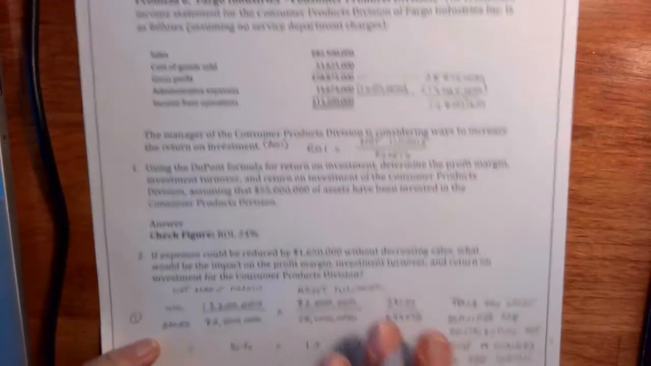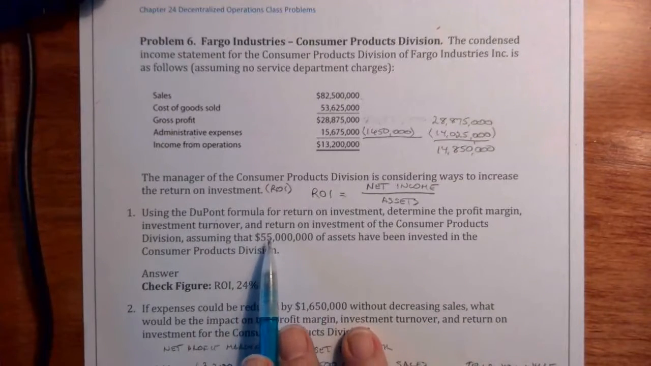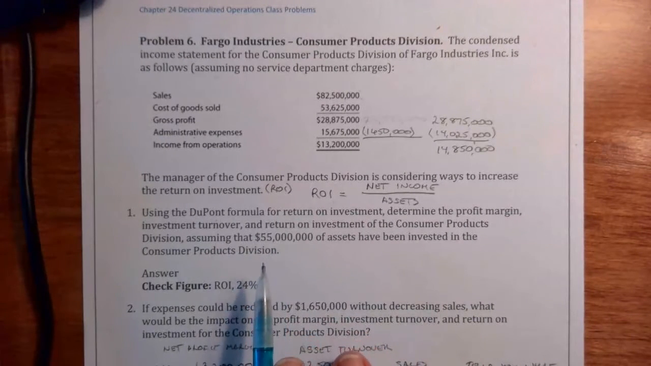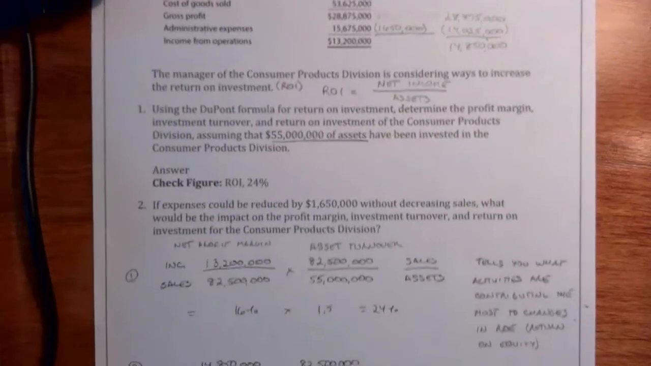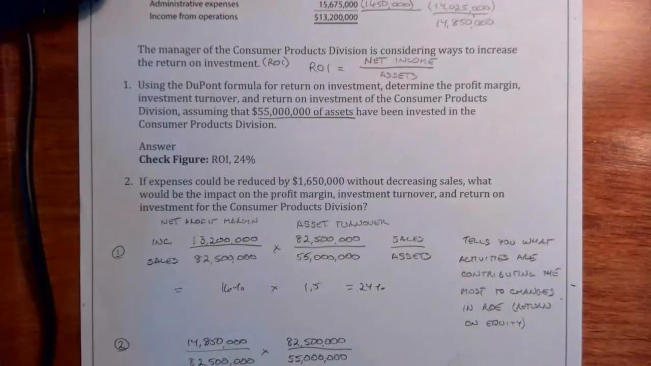And this time what we're doing though is we're going to use the DuPont formula for return on investment and determine the profit margin, investment turnover, and return on investment of the Consumer Products Division. And they're assuming that $55 million of assets have been invested in the company. So here is the formula. This is the DuPont formula.